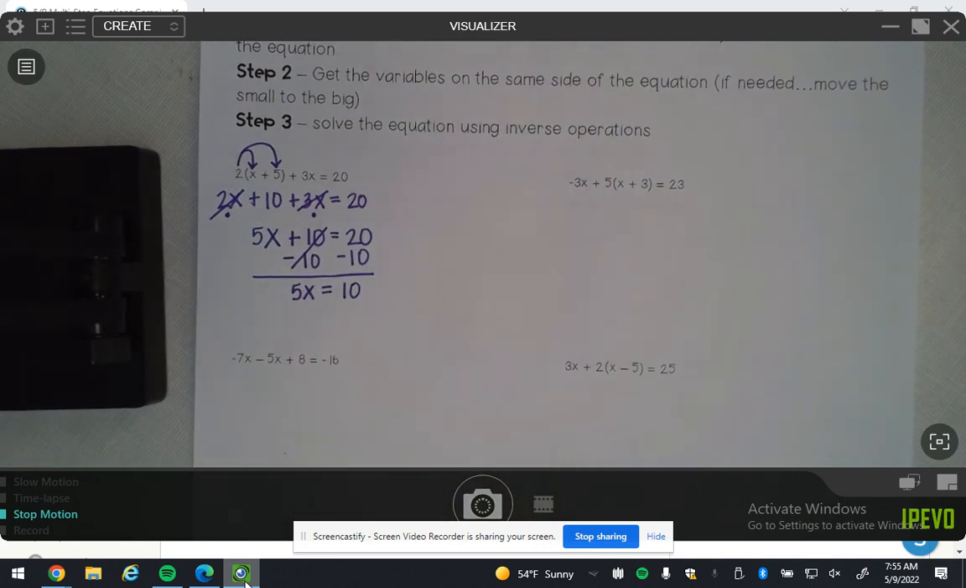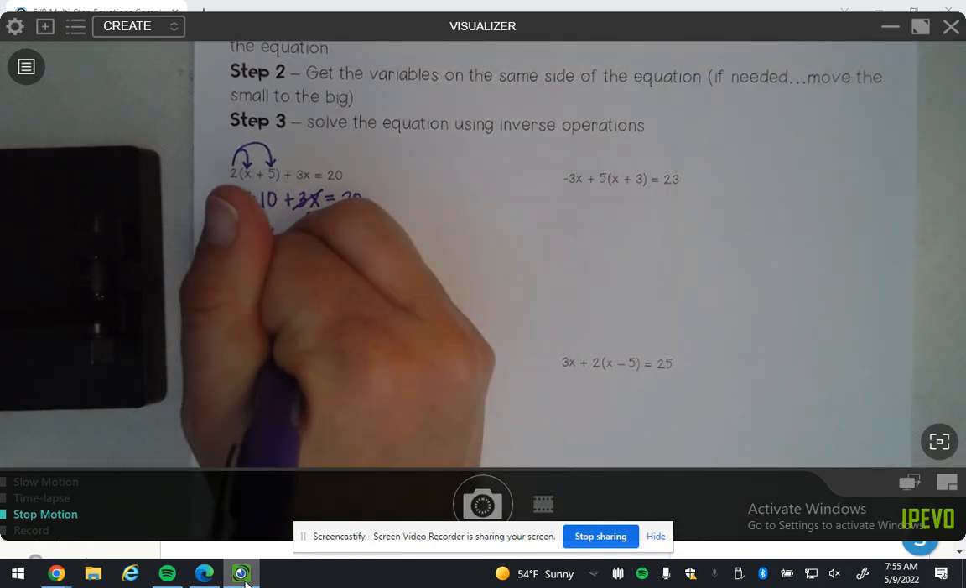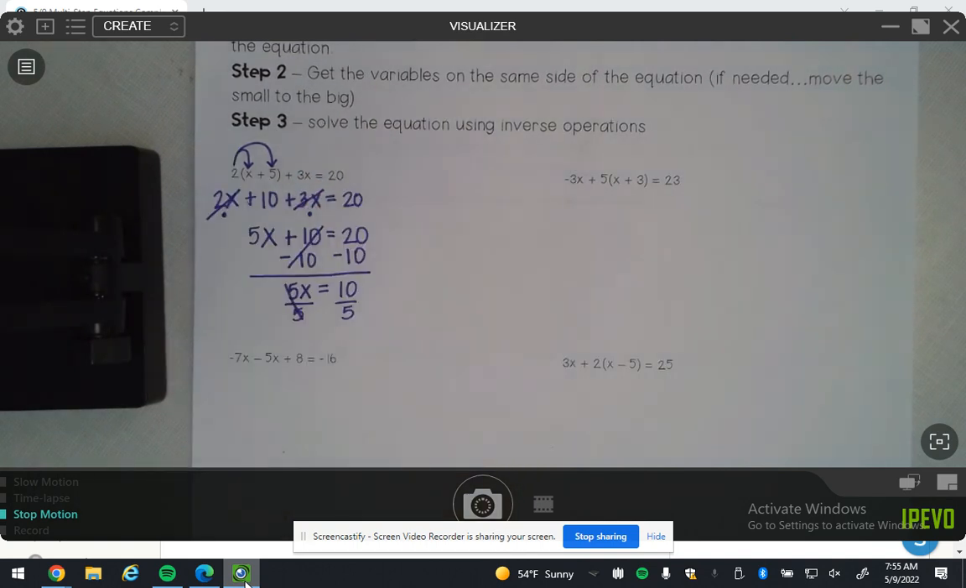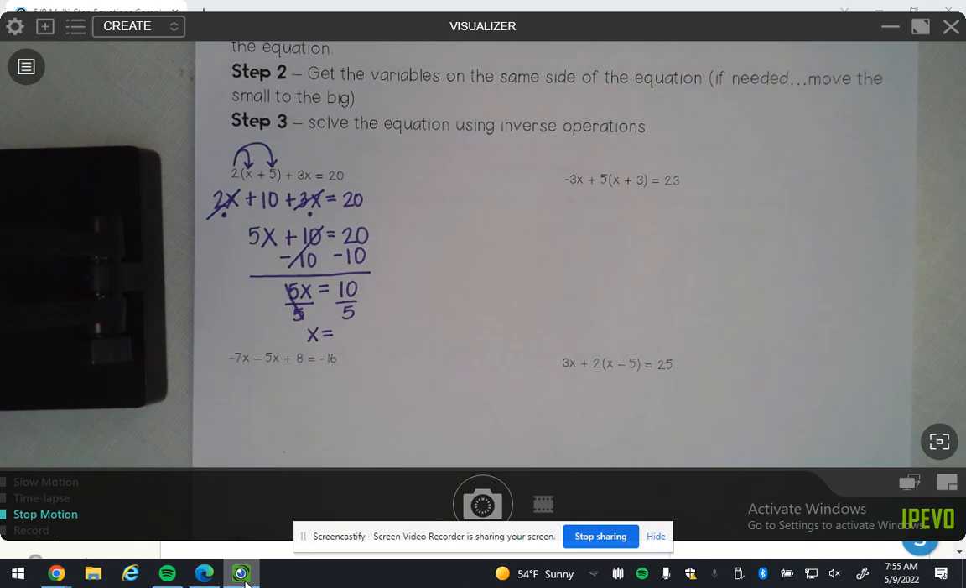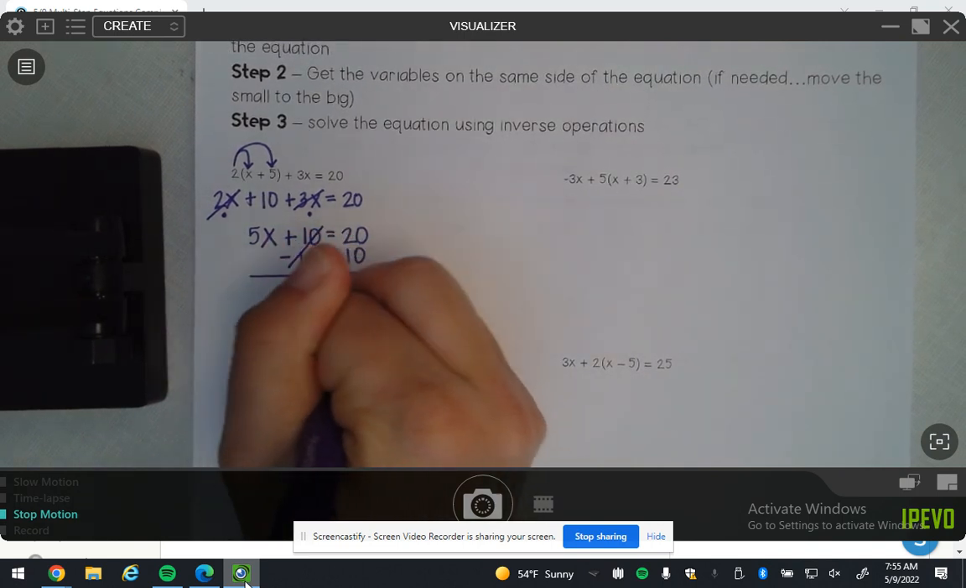Is x by itself? No. What's still attached to the x? 5. What operations between the 5 and the x? Multiplication. What's the opposite of multiplication? Division. So I'm going to divide both sides by 5. 5's cancel. X comes down. X equals 2.